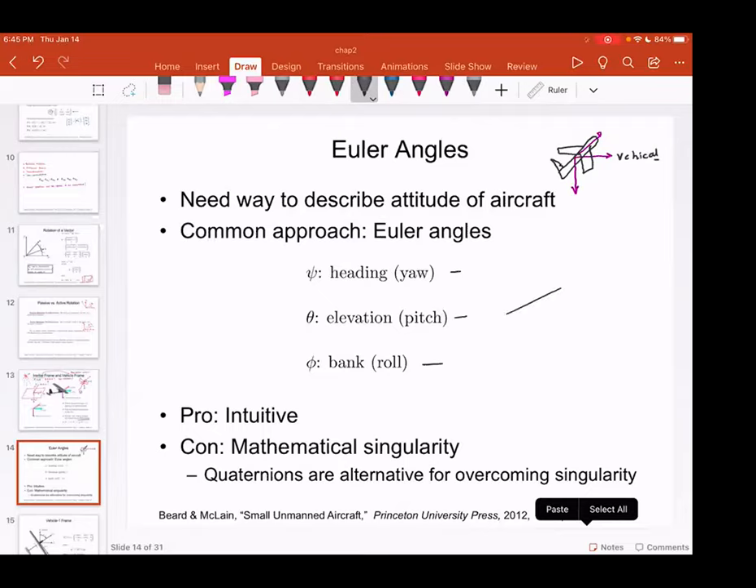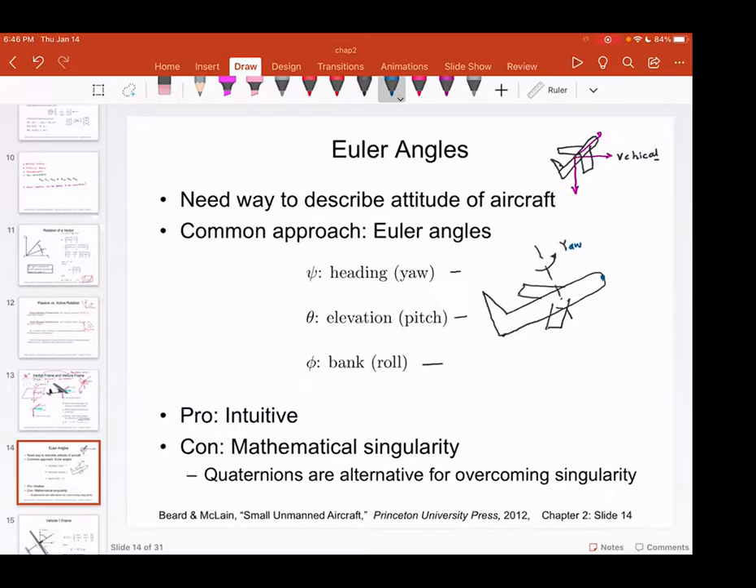Let me show you a simple picture of the aircraft. I'm not going to assign the coordinate frames yet. But what I want to tell you is that the orientation, the rotation of the vehicle, is basically yaw. So heading is yaw. The orientation that changes the steering or the orientation of the nose is called yaw.